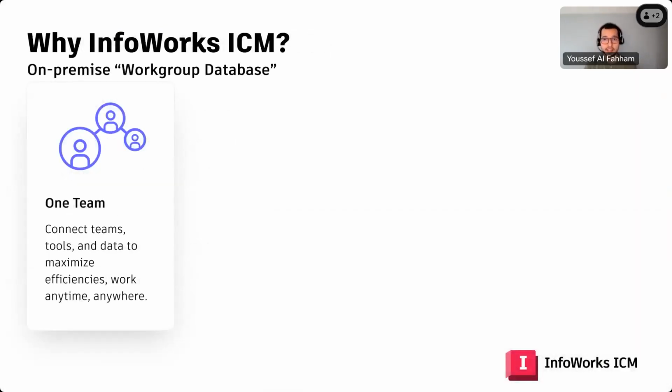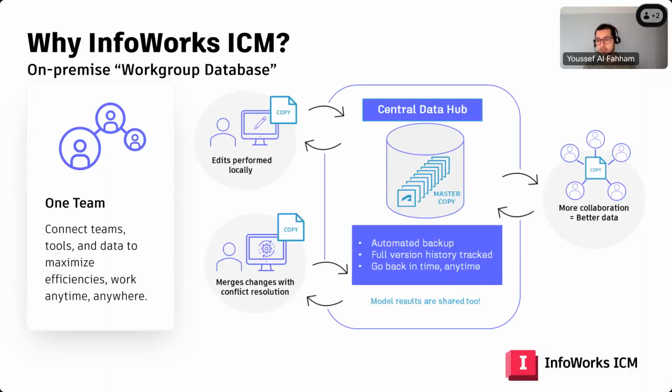Why InfoWorks ICM? As you might be familiar, in a modeling project, it's generally beyond a single modeler: multiple team members are trying to work on and leverage the same model. So one of the unique capabilities of InfoWorks ICM is the workgroup database. Historically, we've been positioning the on-premise workgroup database, which works as follows. You have a central data hub with a master copy of your model. It is up to date, and you have multiple users being able to access that central copy of your model.